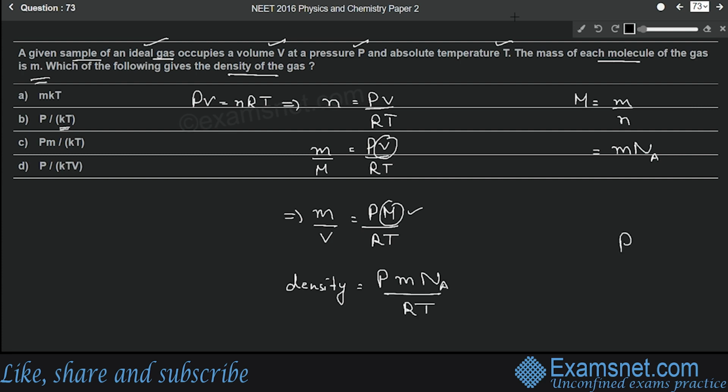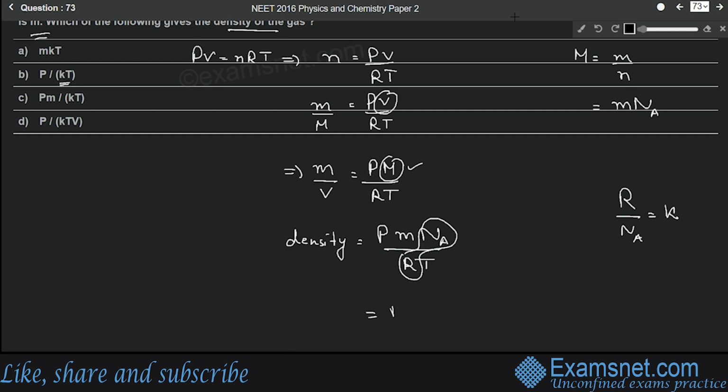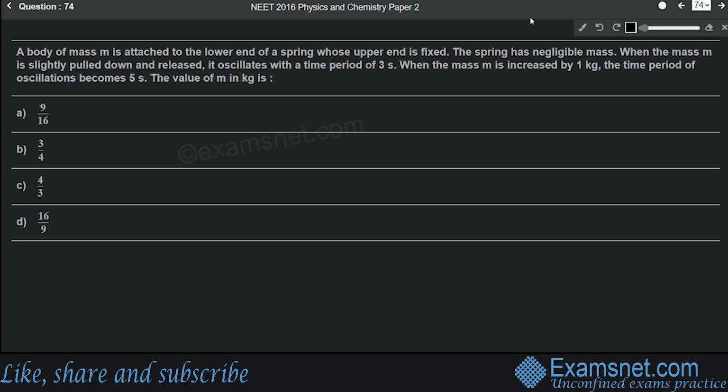Now we know when the gas constant R is divided by the Avogadro number, it gives the Boltzmann constant. So we have Na by R, Avogadro number by R, that means k will come on the denominator side here. So Pm upon kT, this will be the value of density. So let's see which option has this. Pm upon kT, that means option C, right? Option C is the correct answer.